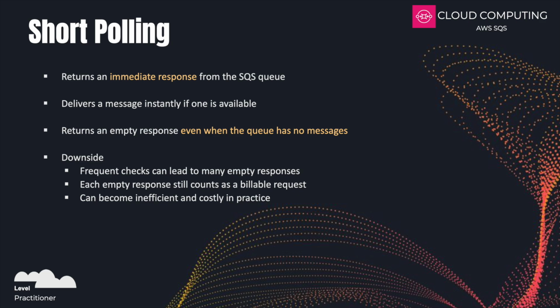This is the main downside of short polling. It can quickly become inefficient and costly if your queue doesn't always have messages waiting at the exact moment your application checks it. That's why it's often not the preferred method in most real-world scenarios.